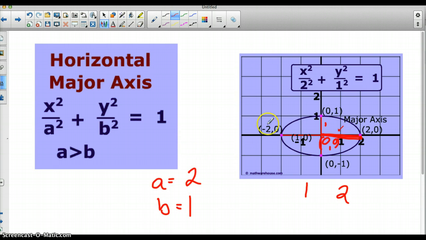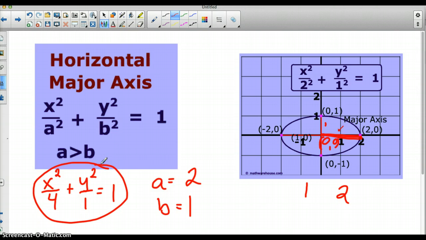So when we're filling in the equation here, x squared stays, we put it over a squared, which is 2 squared, plus y squared over 1 squared equals 1. And then just simplify this a little more so that you have x squared over 4 plus y squared over 1 equals 1. And then this would be the equation of your ellipse.